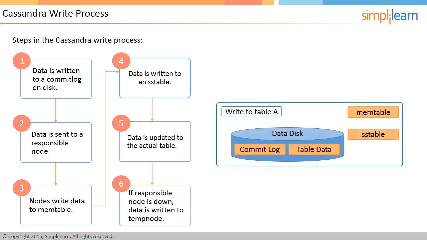The diagram depicts the write process when data is written to Table A. Data is written to a commit log on disk for persistence. It is also written to an in-memory memtable. Memtable data is written to SS table, which is used to update the actual table.